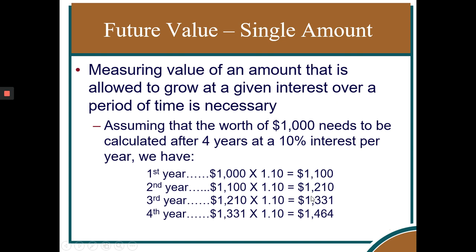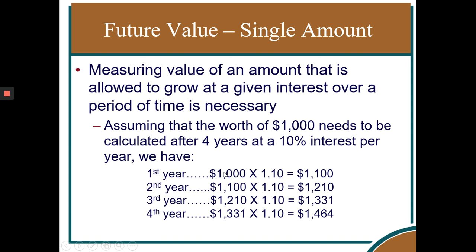So the third year is the same. The balance will be compounded and give you 1,331. And the last year, in year 4, again you have another 10% compounding. It will give you 1,464. So class, you're just investing 1,000 in the beginning.